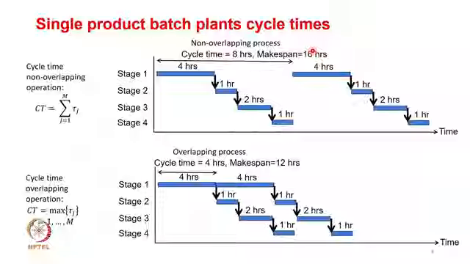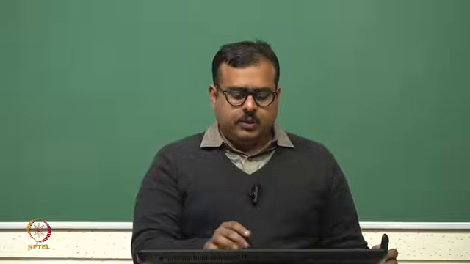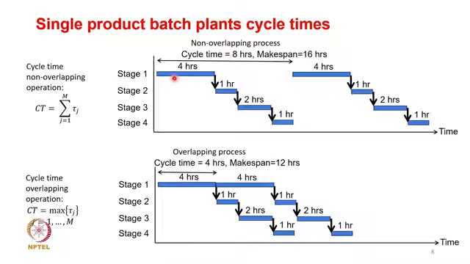So now what is the cycle time? Cycle time is when your stage 1 is reactivated after the first level of operation. So in case of non-overlapping operation, the cycle time would be the summation of all the stage operations. So that's why it becomes 8.